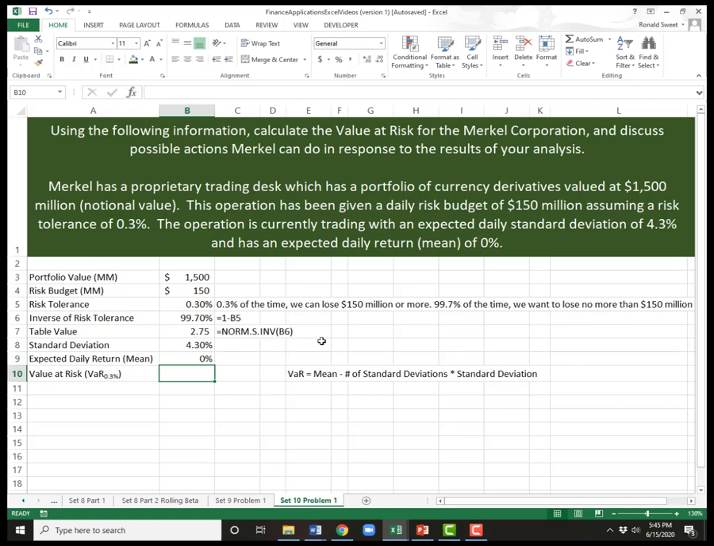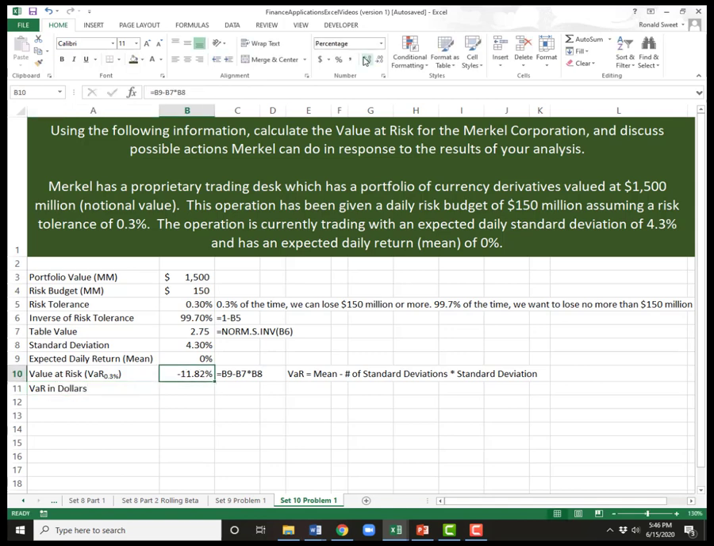So how do we do this as a formula? We do equal the mean minus 2.75 times the standard deviation, and that will be our VAR. Put that in percents. Let me put that over on the side here so you can see it. Let's do VAR in dollars. So how do we do it in dollars?